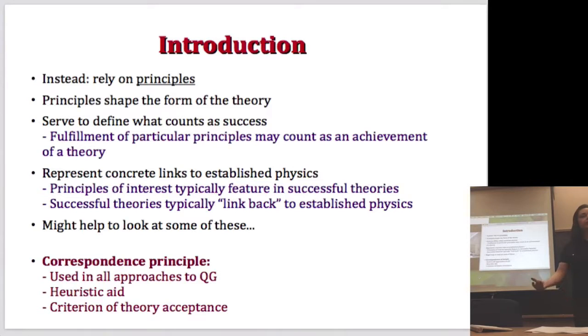So, given the problems we're having in finding a theory, I thought it might be helpful to go back and look at some of these principles. Today I'm going to be talking about the correspondence principle, which is used in all the approaches to quantum gravity. It serves not only as a heuristic aid to try and develop the theory, but it's also treated as a criterion of theory acceptance. So again, we expect that any successful theory of quantum gravity is going to exhibit correspondence.